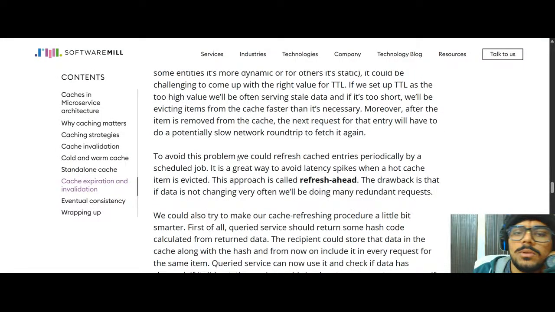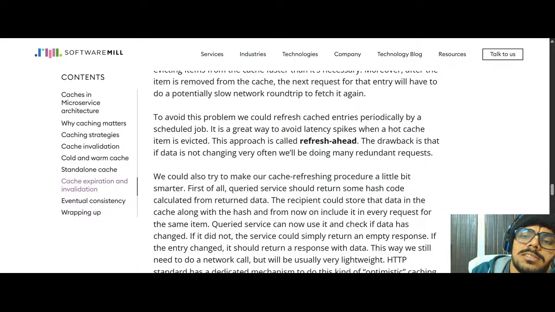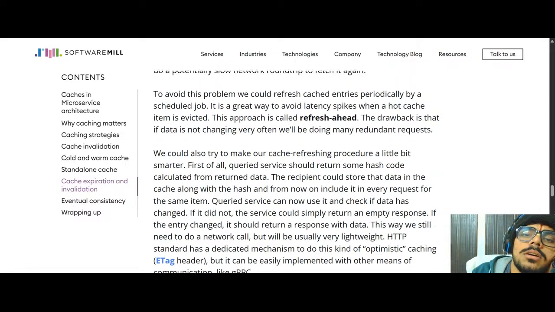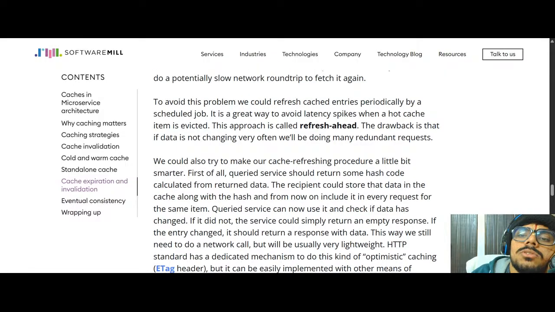To avoid the problem, you can refresh cached entries periodically by a scheduled job. This is a great way to avoid latency spikes when a hot cache item expires. The approach is called refresh ahead. The drawback is that if the data is not changing very often, we'll be doing many redundant requests.